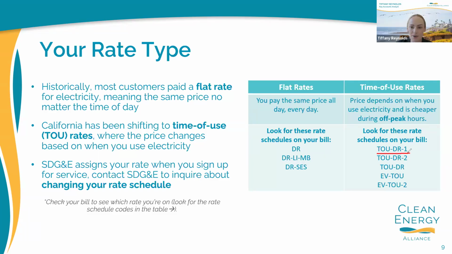So TOU DR1 is the most common rate that we have here in CEA service territory. And if you're not on TOU DR1, you could be on DR, which is flat rate, meaning the price of your electricity stays the same no matter what time of the day you use it. A quick caveat here, SDG&E does assign your rate when you sign up for service. So if you'd like to inquire about changing your rate schedule, you will need to contact SDG&E to do so.